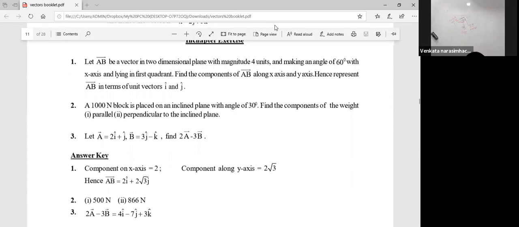In the second question, the second answer can be written as 500 root 3, right? Is it necessary to multiply in root 3? Yeah, not an issue.